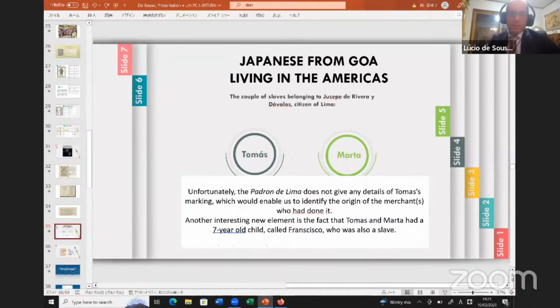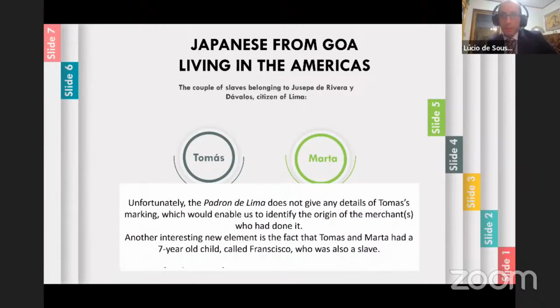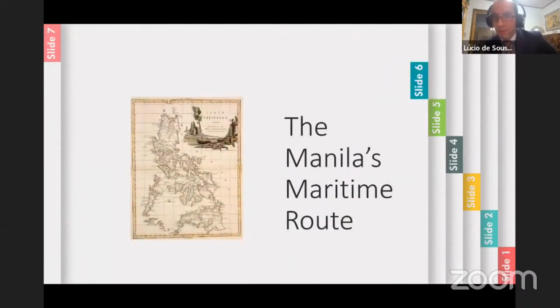So he was marked as an animal, not as a human commodity, not as a human being. And we also know that they had a 7-year-old child called Francisco. So we see a second generation Japanese living in the city of Goa, but they identify themselves as Japanese. They do not identify themselves as Indians. So how did they arrive there?